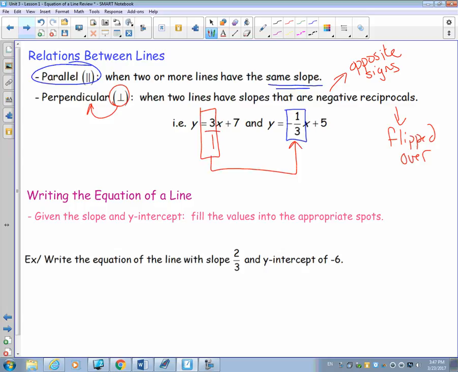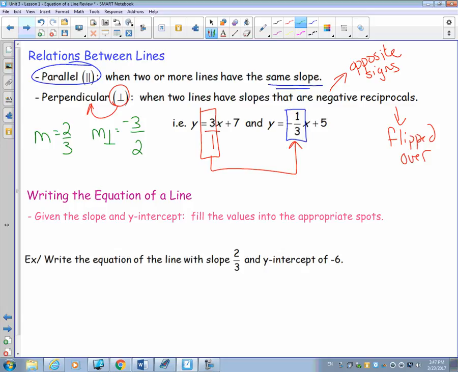Some other examples of negative reciprocals that you might come across. Let's say I had a slope of 2/3. Its negative reciprocal, and the way we'd write that is m perpendicular, is negative 3/2. I flip it over, and I change my sign. Now notice I'm only changing one of the signs, because the entire fraction is either positive or negative, so only pick one.